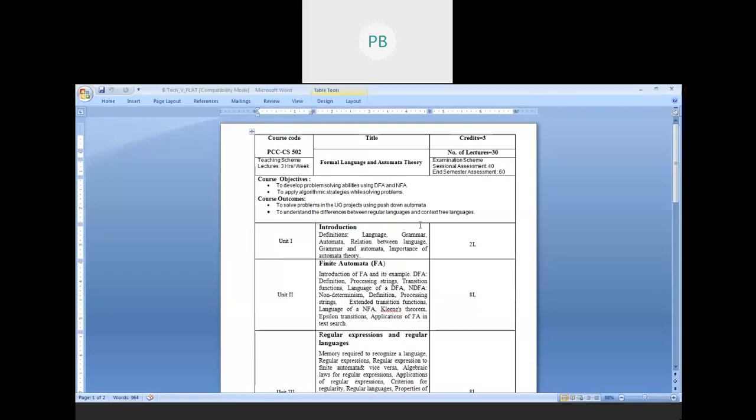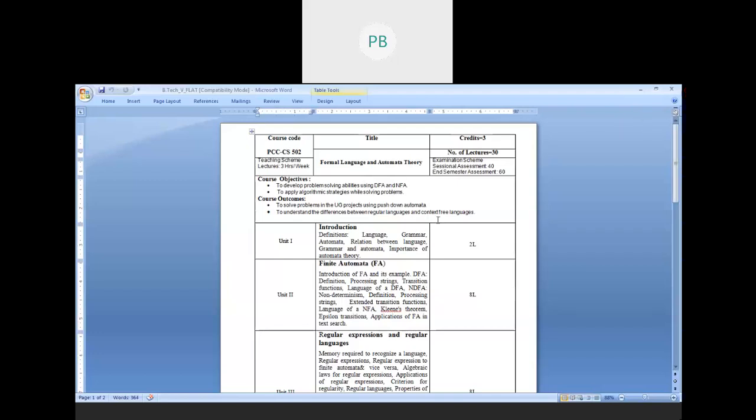In this syllabus, the credit is 3. That means we have 30 lectures, but maybe the number may vary, depending on the requirement. In a week we have 3 classes. Accordingly, it is distributed, but it is not the final one. There may be some modification as per the requirements.